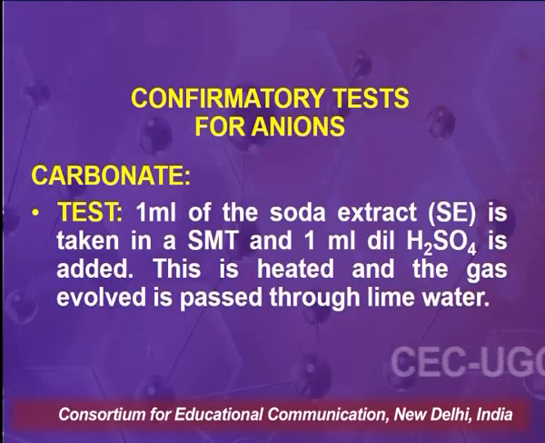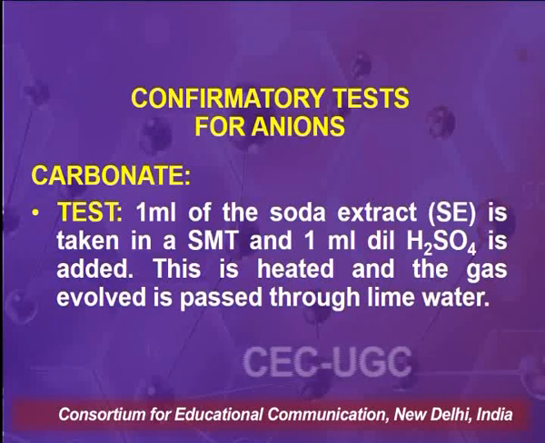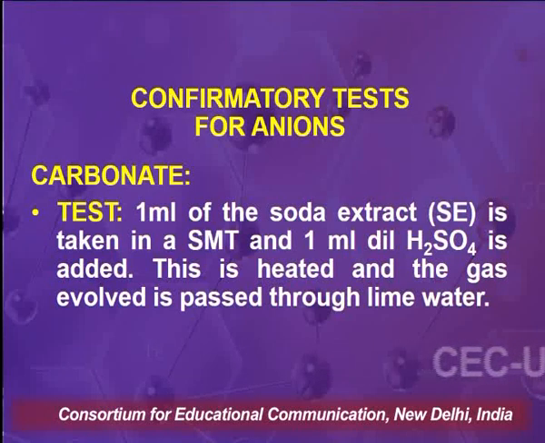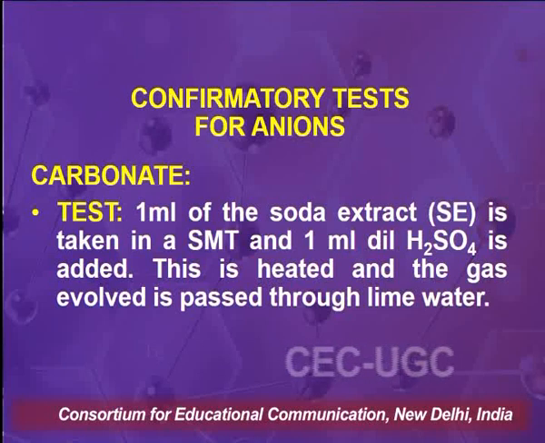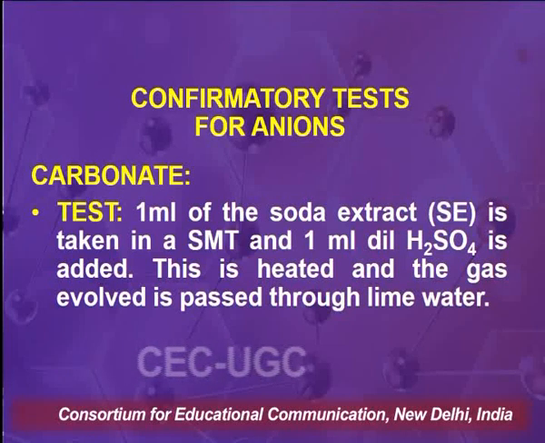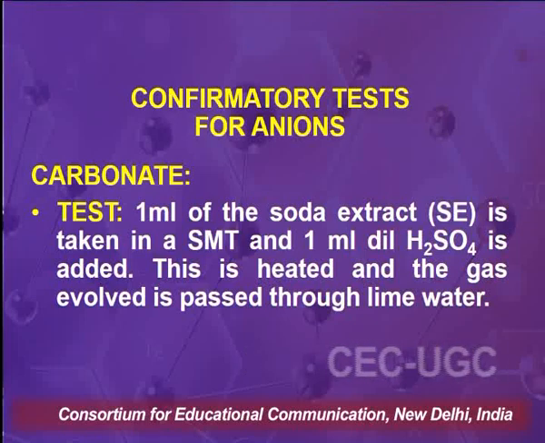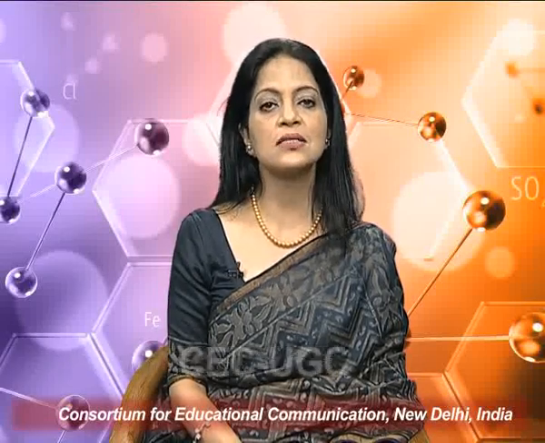So, coming to the confirmatory tests for anions, which are performed as wet tests in the soda extract. For carbonate, we have already discussed the preliminary test. Coming to the confirmatory test, 1 ml of the soda extract as prepared above is taken in a semi-micro test tube and 1 ml of dilute sulfuric acid is added to it. This solution is heated and the gas which is evolved is passed through lime water. This test can be performed with the dry mixture as well as with the soda extract.